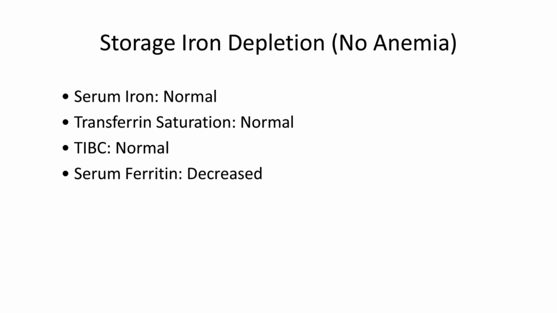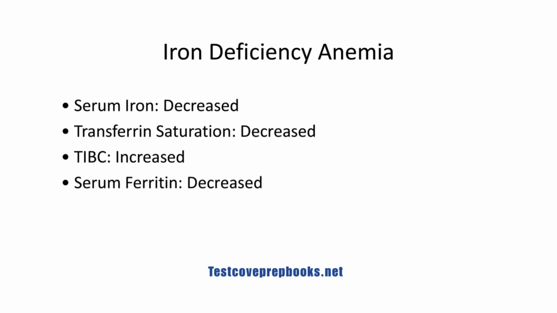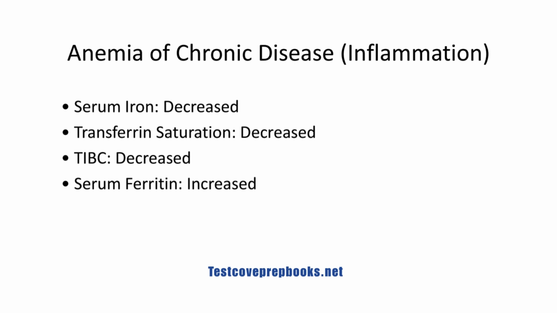Next, let's look at storage iron depletion without anemia. Here, serum iron, transferrin saturation, and TIBC remain normal. The key finding is that ferritin is decreased, showing that iron stores are low even before anemia develops. In iron deficiency anemia, all of the iron parameters shift. Serum iron decreases, transferrin saturation decreases, TIBC increases as the body tries to bind more iron, and ferritin decreases significantly, reflecting depleted storage.